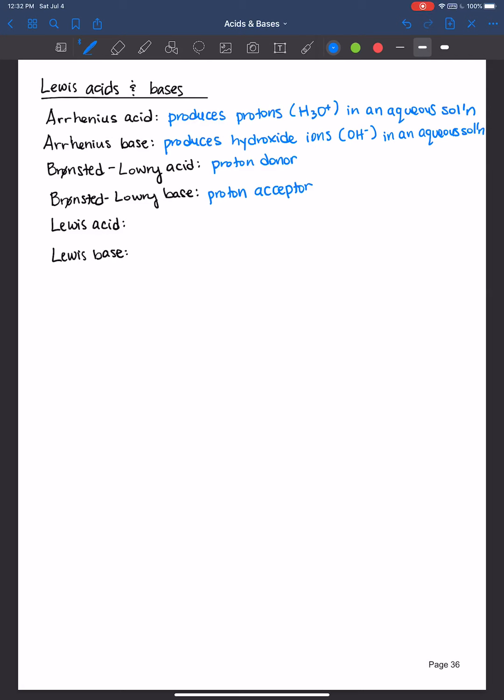But I wanted to introduce you to the Lewis acid and Lewis base definition. A Lewis acid is an electron pair acceptor, and a Lewis base is an electron pair donor. Now these definitions are the most general definition.